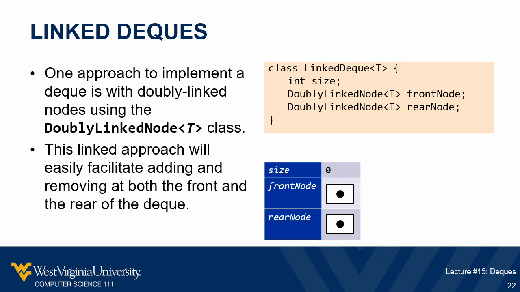In our linked deck class, we're going to have 3 fields. One to keep track of the size of our deck, and then we'll have a link to the front node in our chain, and one to the rear node. Having these direct links to the front and rear of the deck will make it easy when we need to add and remove items. Let's go ahead into Eclipse and see how we can code up our implementation.